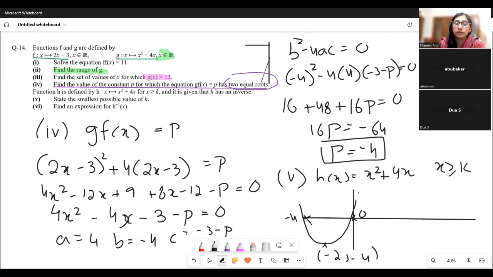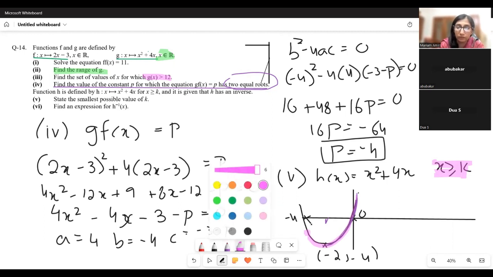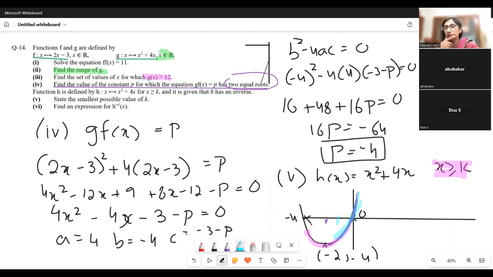Now they are saying that its domain is restricted. It's greater than or equal to k, but you don't know what k is. Maybe k is some value here on x. Then the curve will look like this. Maybe k is this value. Then the curve will look like this. Maybe k is this value here. Then the curve will look like this. So k is where we start the curve.